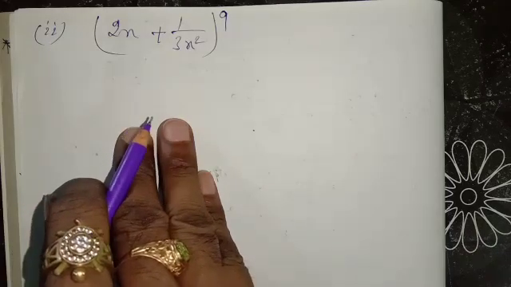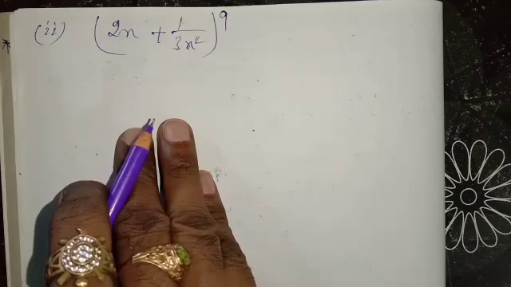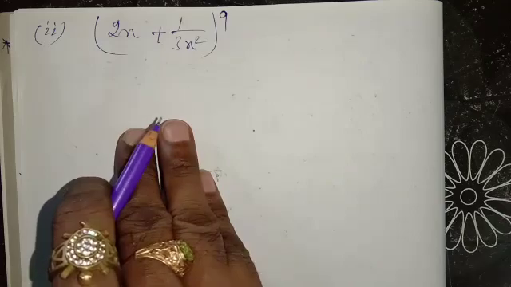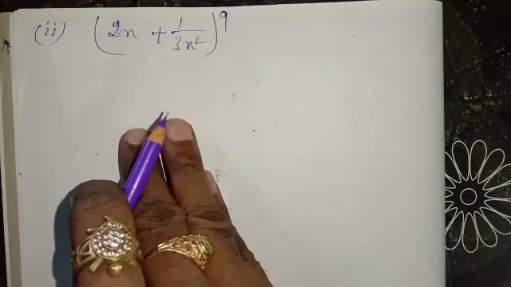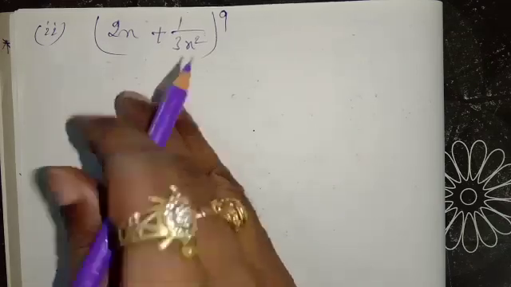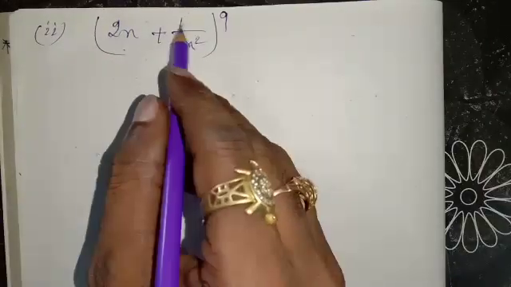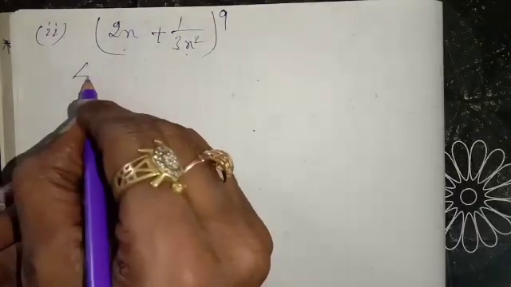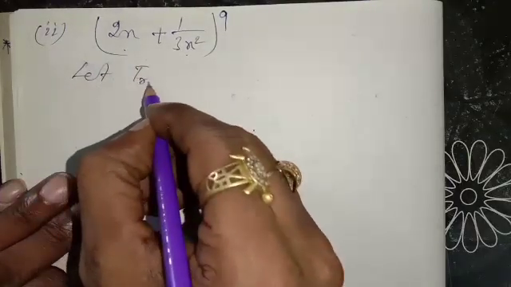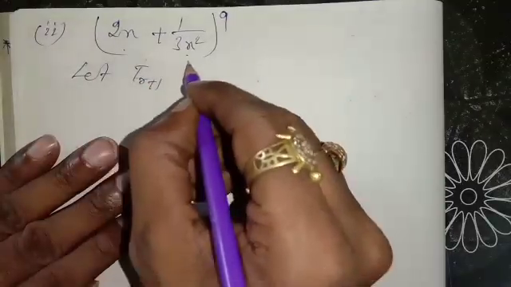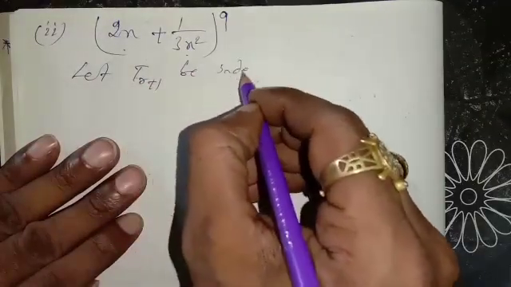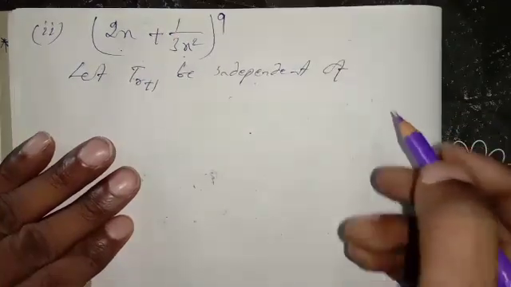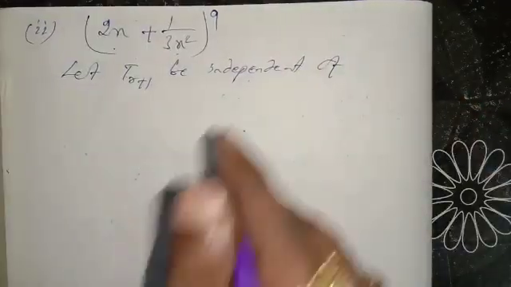See the second part of question number 16 from the R.D. Sharma book for class 11 CBSE board. You have to find the term independent of x in the expansion of (2x + 1/(3x²))⁹. Let t(r+1), that means the (r+1)th term, be independent of x.